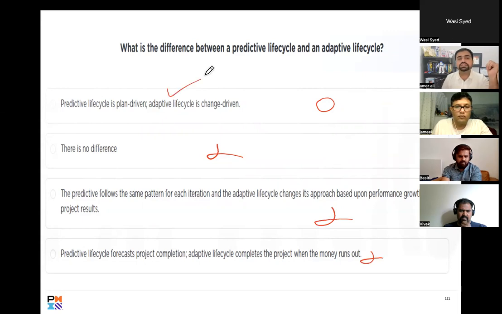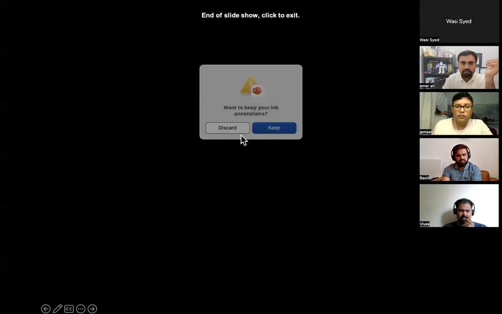Yeah, A is the answer. B is a very good option. C is a very good option. Predictive follows the same pattern, but it does not have iteration. And secondly, adaptive does not change based on the growth. Adaptive has other things to change. This is the definition: predictive is plan driven and adaptive is change driven.